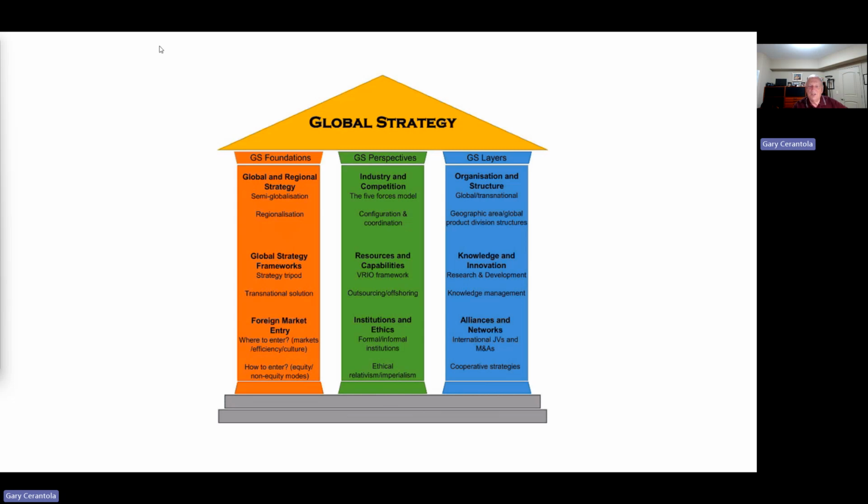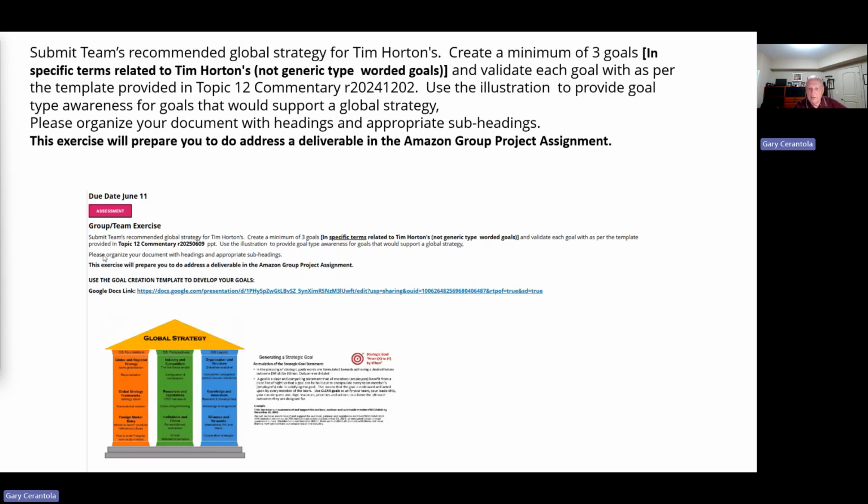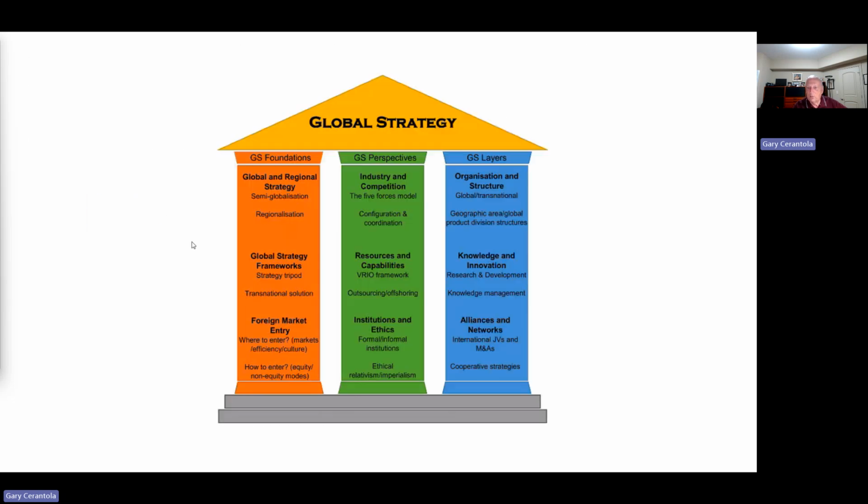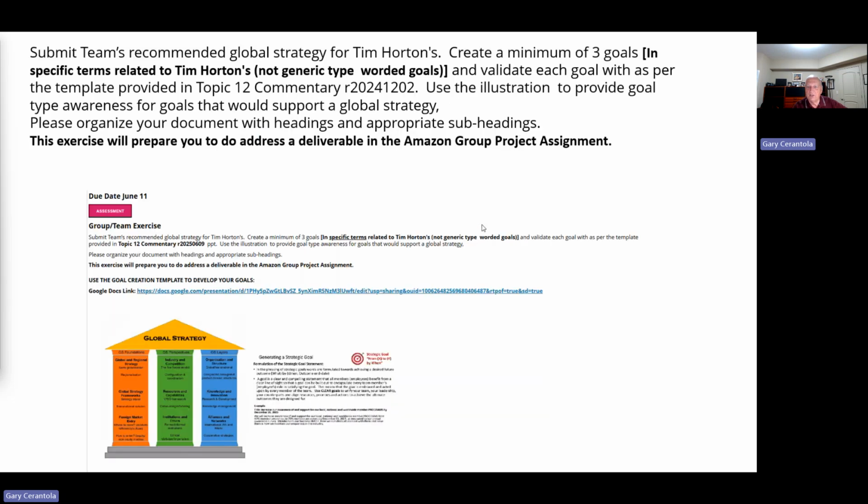All right, so here's this illustration I gave you, and this is for participation activity 12A. And really what it's all about is to give you some ideas of where to look in terms of Tim Hortons' global strategy, in terms of the foundations, the perspectives, and the layers. So there may be some key areas here that will trigger where you can find issues, and then from those issues create goals to satisfy those particular issues. All right.